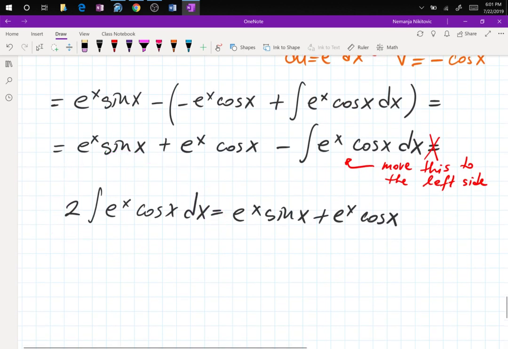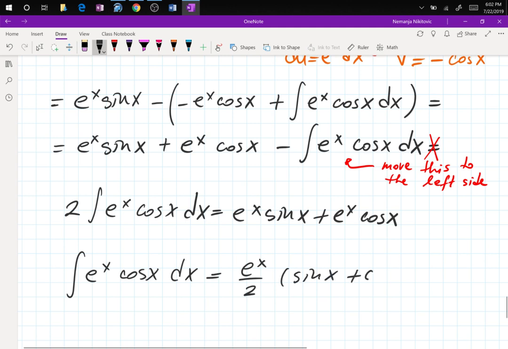And you divide. So, the integral of e to the x cosine x dx is equal to, you can factor out e to the x, e to the x over 2 times sine x plus cosine x, plus c. And there's your answer.